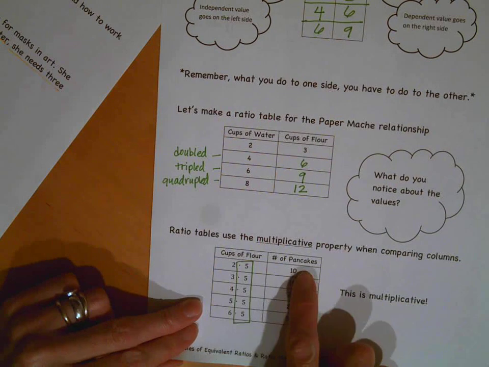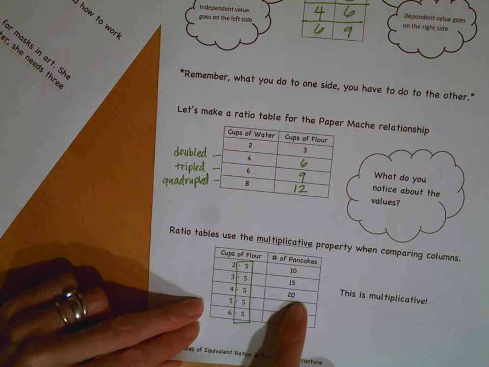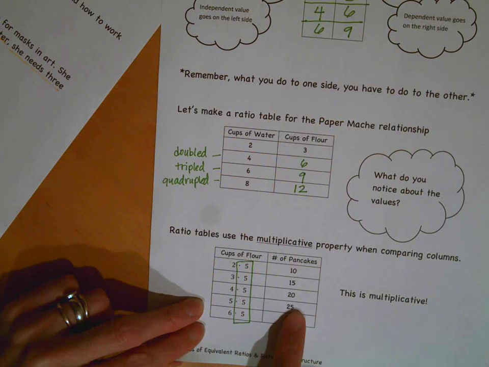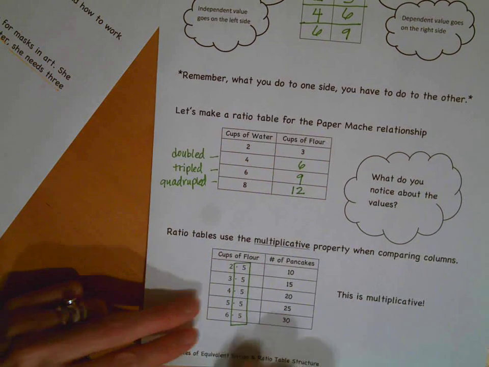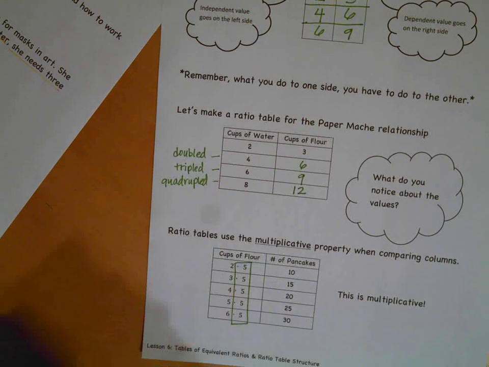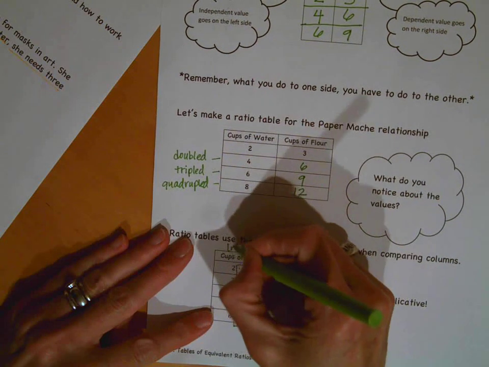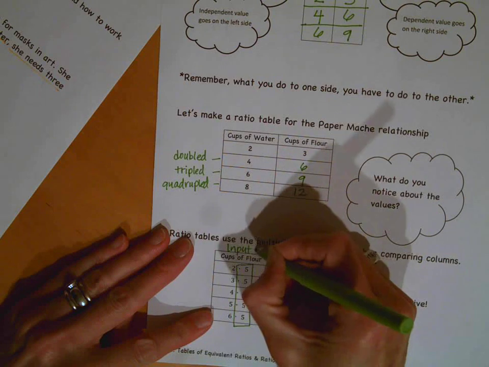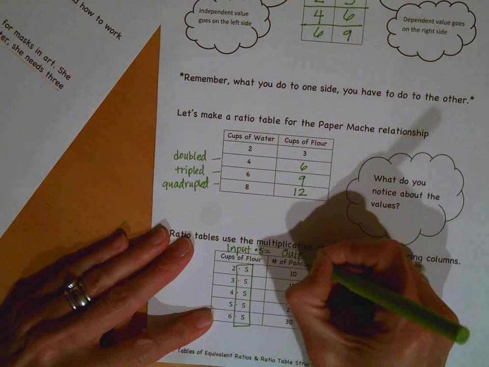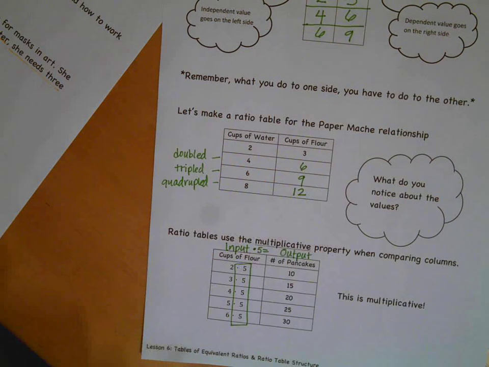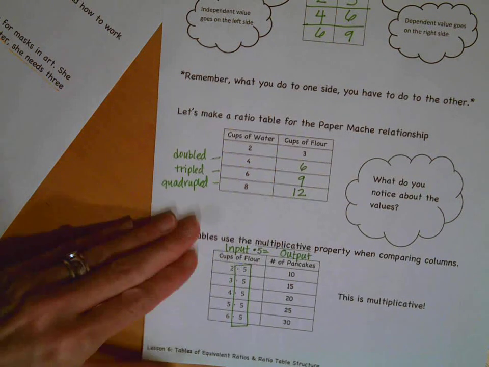And so test it and see if it worked. 2 times 5 equals 10. 3 times 5 equals 15. 4 times 5 equals 20. 5 times 5 equals 25. And 6 times 5 equals 30. So it's multiplicative because every value on the input side was multiplied by 5, and it gave us the output answer. Okay, so that's multiplicative.